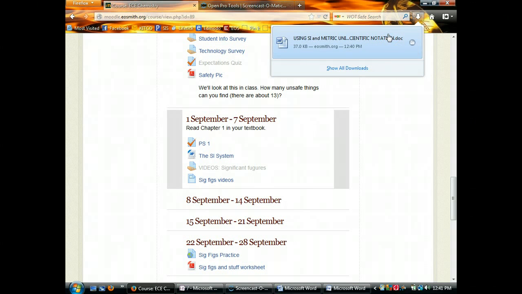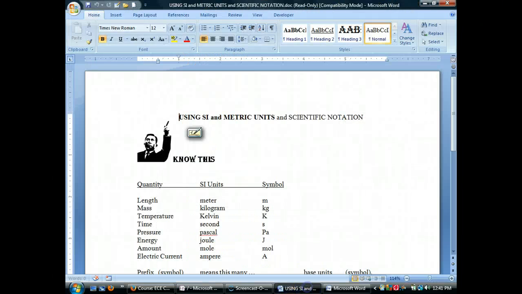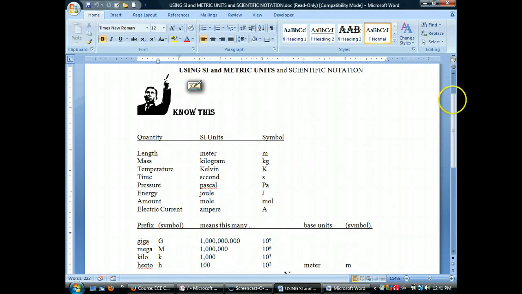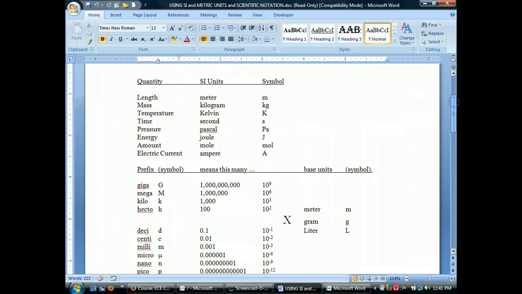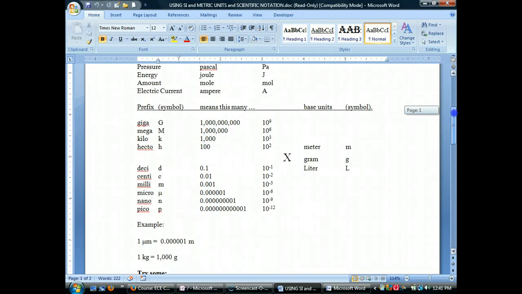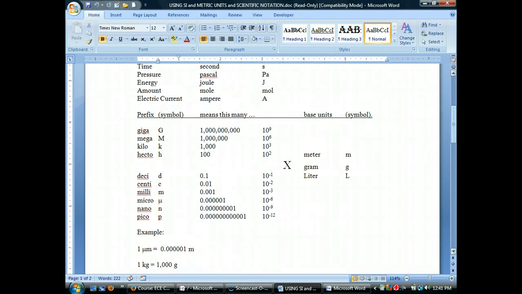This thing always gives me a hard time opening. There we go. Okay. So here we are. We've got the SI units for each of these things: length, mass, temperature, time, and so on. And then I have a whole bunch of the prefixes. Now, these are prefixes that you should know. So you should know these prefixes and what they mean.